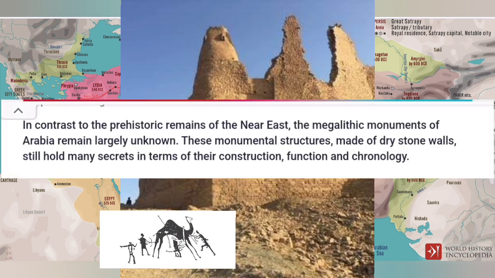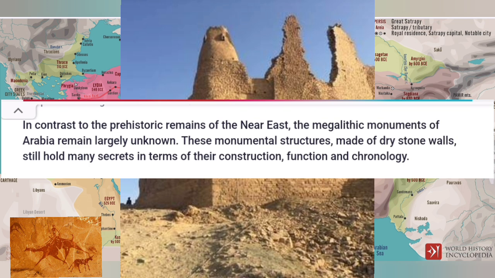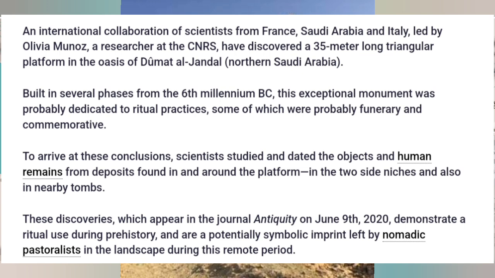But from phys.org, let's read, in contrast to the prehistoric remains of the Near East, the megalithic monuments of Arabia remain largely unknown. These monumental structures, made of dry stone walls, still hold many secrets in terms of their construction, function, and chronology. An international collaboration of scientists from France, Saudi Arabia, and Italy, led by Olivier Barge, a researcher at the CNRS, have discovered a 35-meter long triangular platform in the oasis of Dumat al-Jandal, northern Saudi Arabia, built in several phases from the 6th millennium BC.